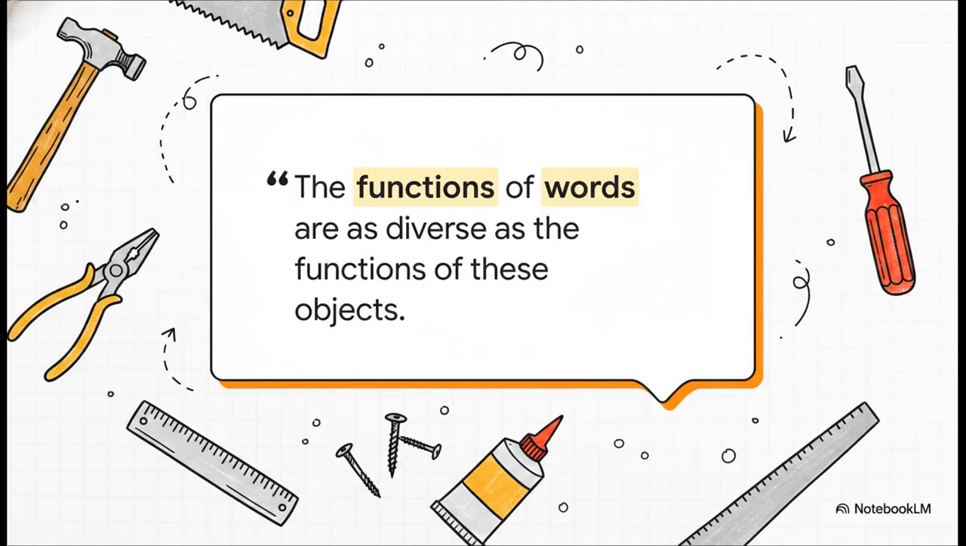To really illustrate this new perspective, Wittgenstein used this amazing analogy. He wrote, "Think of the tools in a toolbox. There is a hammer, pliers, a saw, a screwdriver, a ruler, a glue pot, nails, and screws. The functions of words are as diverse as the functions of these objects." Words might look totally similar written down on a page, just like tools sitting next to each other in a box, but they do completely different jobs. You wouldn't use a saw to hammer a nail, right? So you shouldn't judge one type of word by the rules of another.